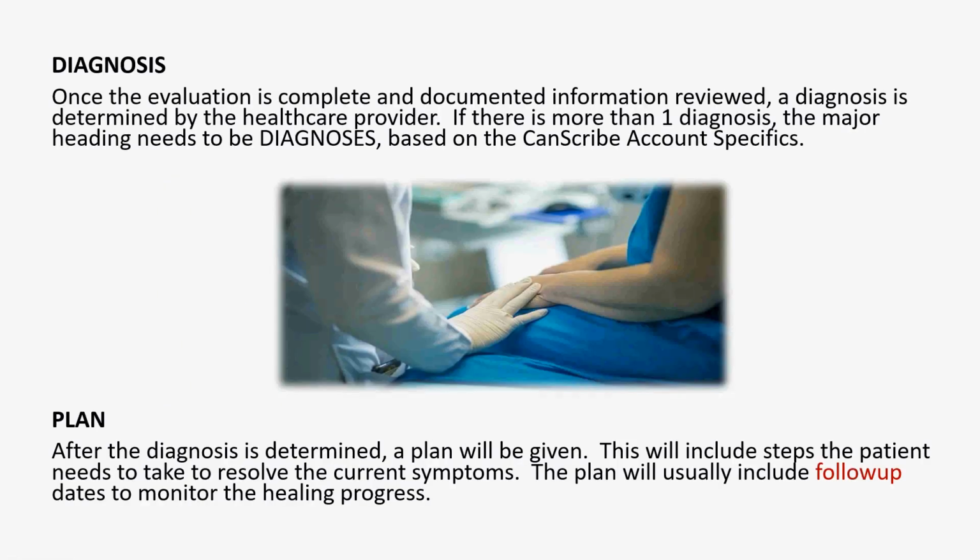Okay. Now, once we've gone through all of this, we come to the diagnosis. Once the evaluation is complete and all the documented information reviewed, a diagnosis is determined by the healthcare provider. As you know, if there's more than one diagnosis, the major heading needs to be diagnoses based on the CanScribe account specifics. And of course, if it's diagnoses, that means there's more than one, we need to number them whether or not numbers are dictated, because that's according to our account specifics.